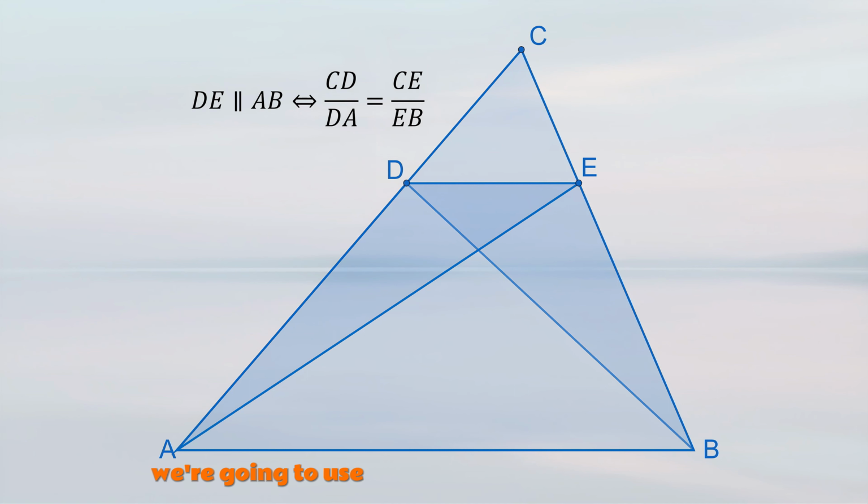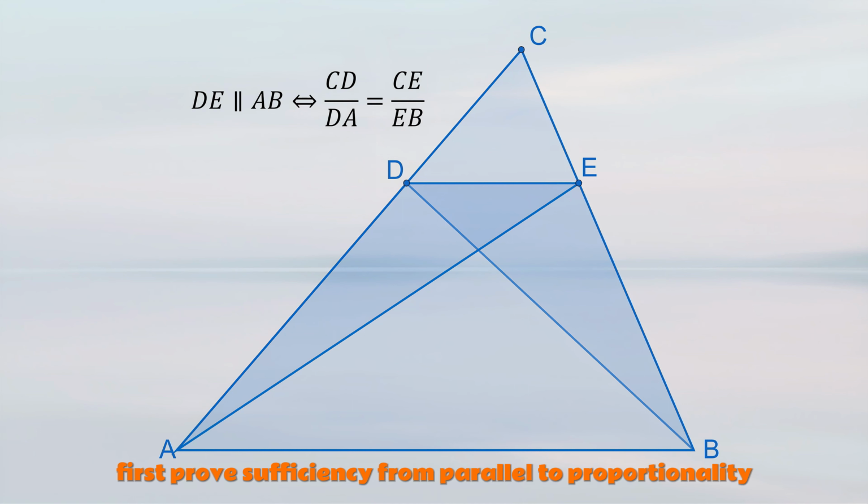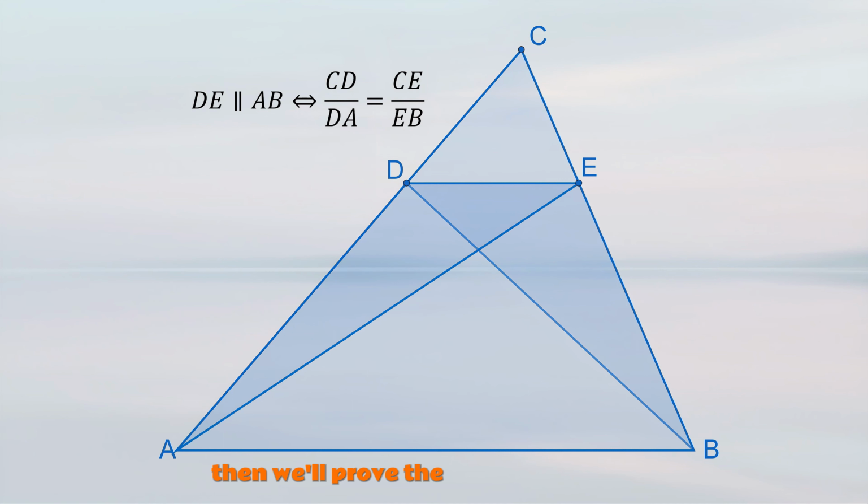We're going to use the elegant method by Euclid to prove this. We'll first prove sufficiency, from parallel to proportionality. Then we'll prove the inverse, necessity, from proportionality to parallel.